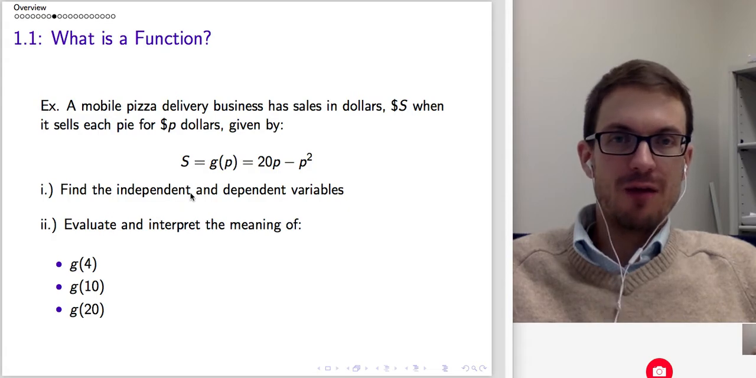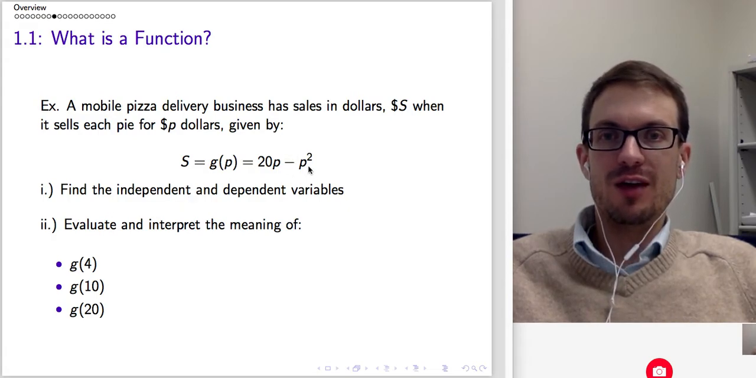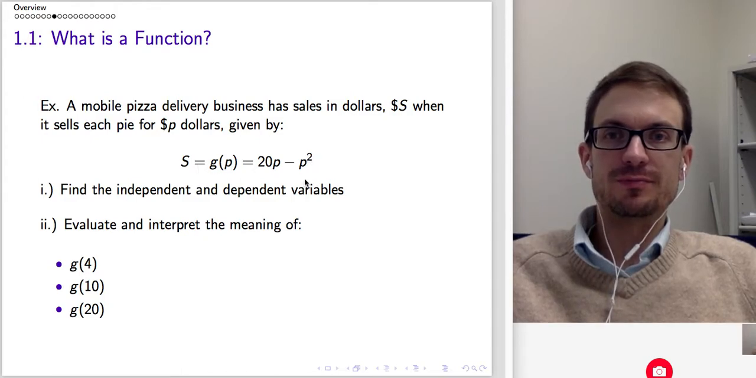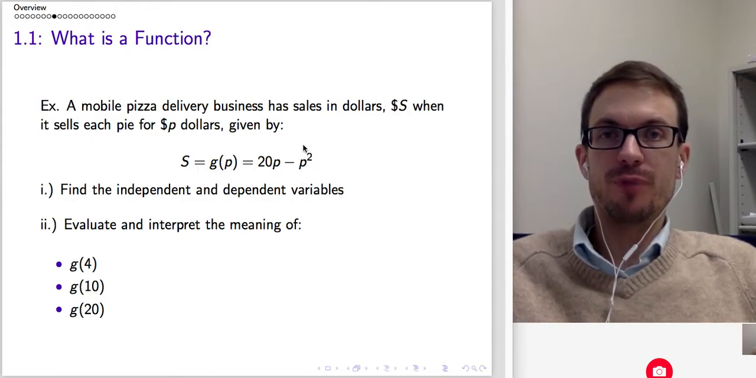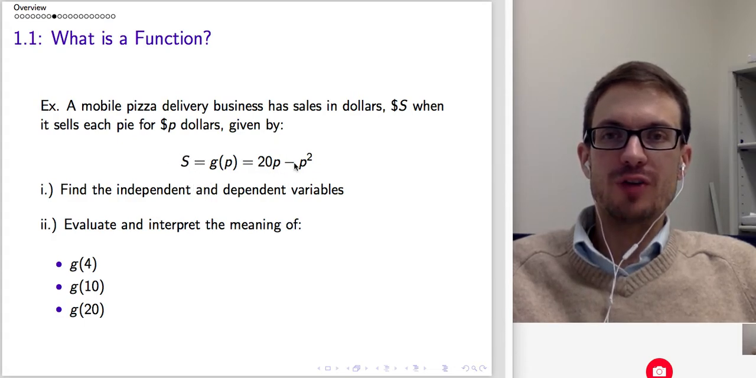Okay, so for independent variables, we're looking for which variable is exerting some influence on the other. Well, when price changes, that's going to exert an effect on sales, right? So as price rises or falls, then sales rises or falls accordingly. So price is our independent variable, and sales, or G of P, refers to our dependent variable.